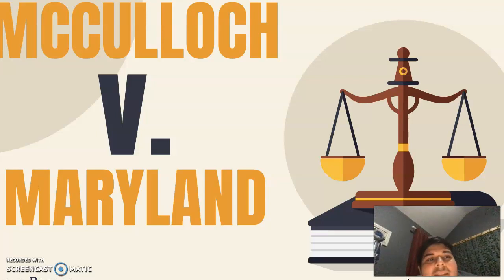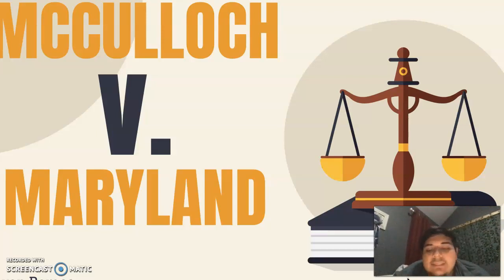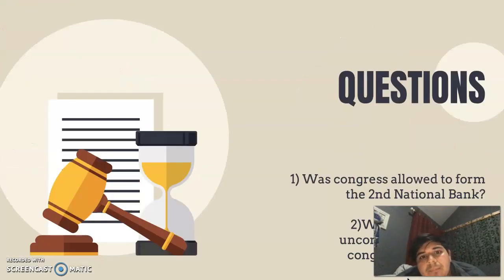Hello, my name is Esteban, and today I will be talking about the McCulloch v. Maryland court case. First off, let's start with what exactly they were questioning during this court case. The first question was whether Congress was allowed to form the Second National Bank. And the second was whether Maryland's law was unconstitutional towards congressional powers.